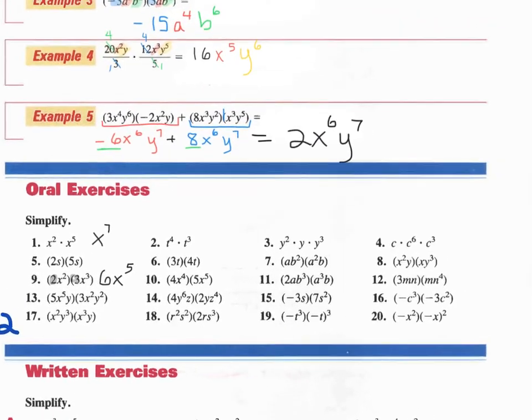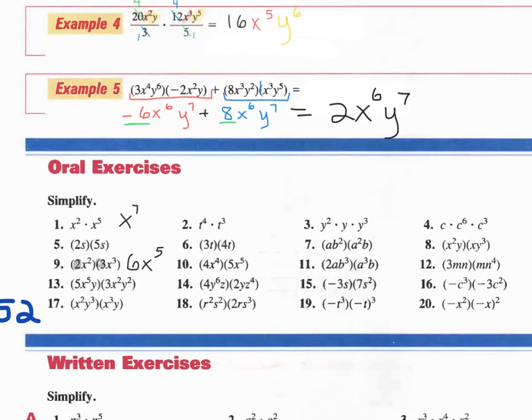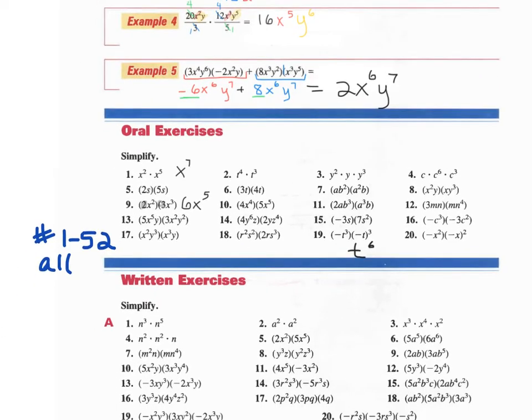Let's try number 19 on the oral exercises. Notice there, I'm multiplying a negative times a negative. So that will become a positive t, and then I add 3 plus 3. So just be careful also with your signs. Any questions on the multiplication?